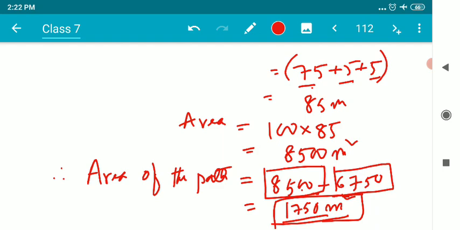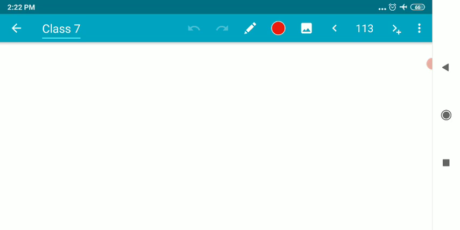So now, one more part of the question is given: also find the area of the smaller rectangle, the area of only the garden, to be calculated in hectare. So as we all know, children, 1 hectare is equal to 10,000 meters square. 1 hectare area is equal to 10,000 meters square.